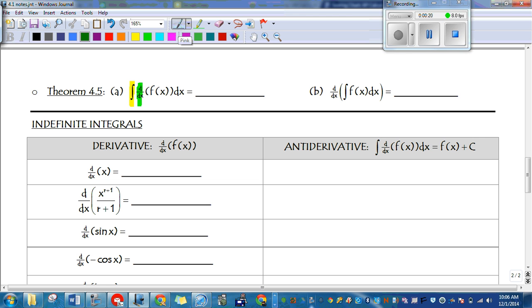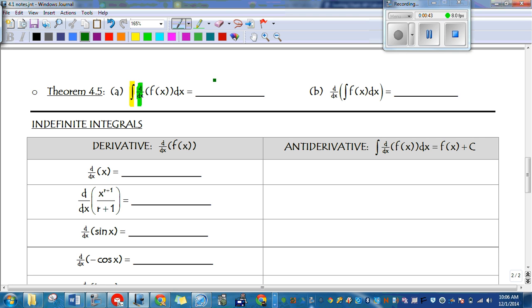Just like if we had the square root of something and then squared it, those things cancel each other out. Or if we added 5 and then subtracted 5, those are inverse operations. They cancel each other out. So knowing that, if we do the antiderivative of the derivative, what do you think we're going to end up with here? The original, right? Just the f of x.